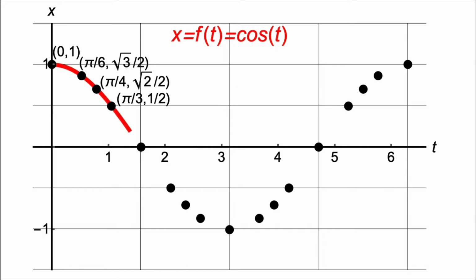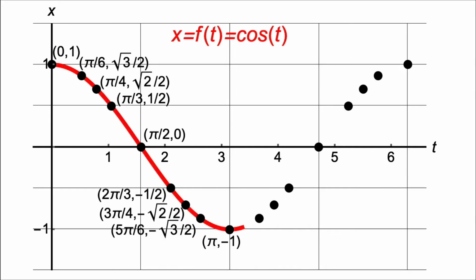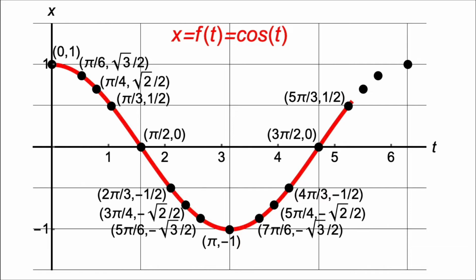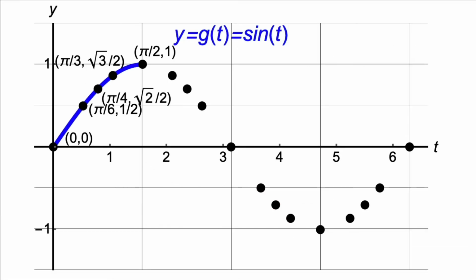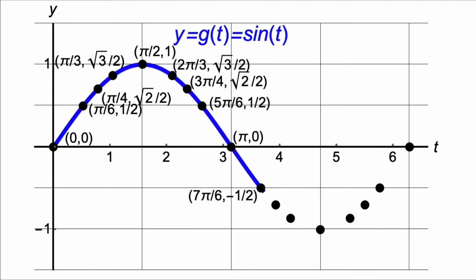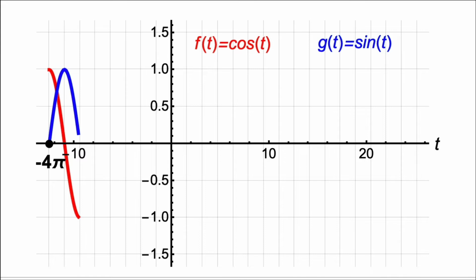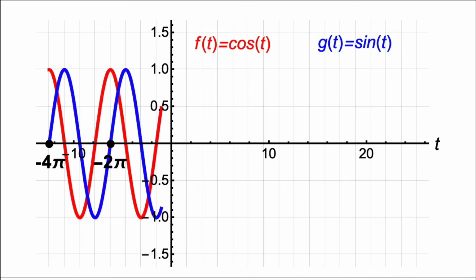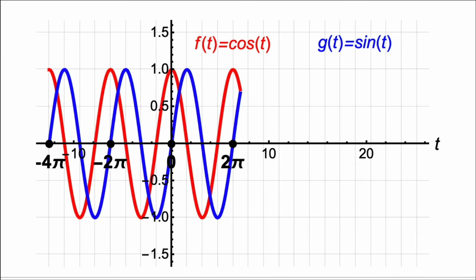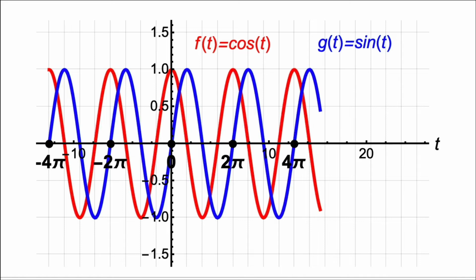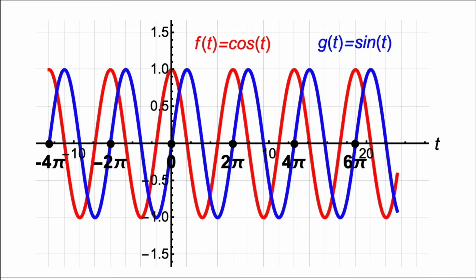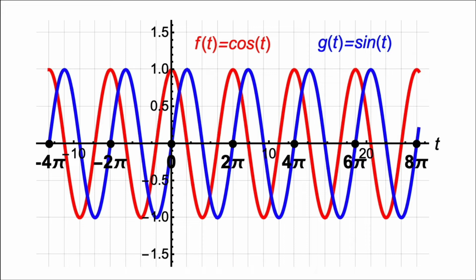Here is the full graph of the cosine function over the t interval from 0 to 2 pi. Make sure you take the time to double check these numbers with the unit circle. And here is the full graph of the sine function over the same interval from 0 to 2 pi. Once again, double check these numbers. The entire graphs of cosine and sine go on forever in the t direction, both when t is negative and when t is bigger than 2 pi. These graphs are periodic with period 2 pi, and they are used to model periodic phenomena.